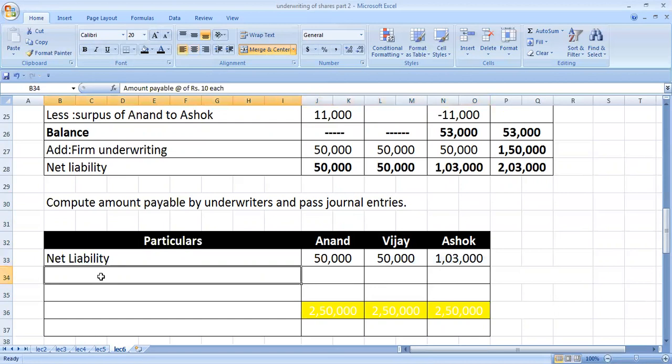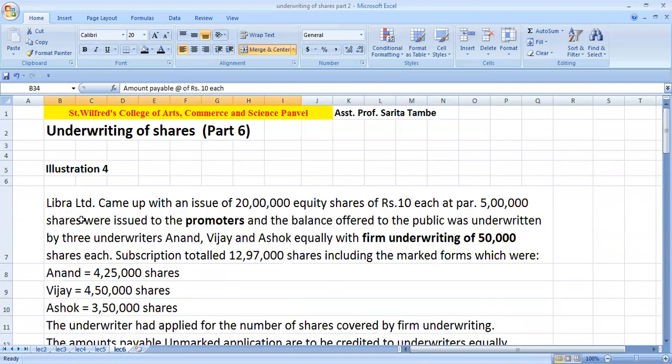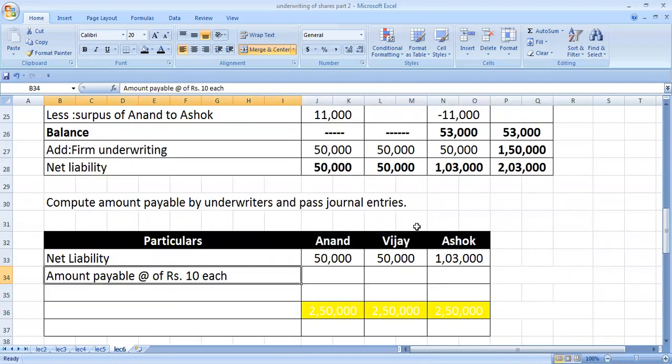So after finding out the net liability, you will have to find out the amounts payable by the underwriter to the company for subscription of the shares. As we know, the price of the share is 10. See in the illustration it is given Libra Limited came up with the issue of 20,000 equity shares of rupees 10 each. It means the price of one share is 10. And how many shares are going to be subscribed by Anand? 50,000. So 50,000 multiplied by 10. So the total amount payable by Anand to Libra company is 5 lakh.